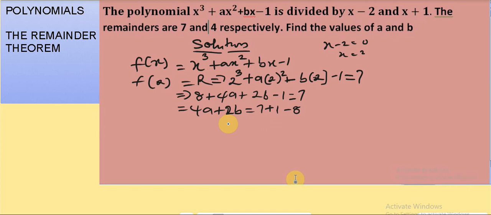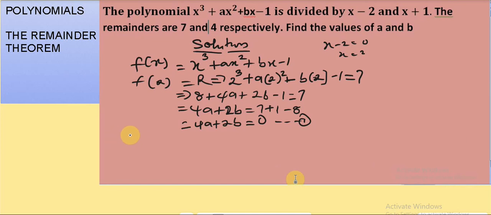So this is going to be 4a plus 2b is equal to 7 plus 1 is 8. 8 minus 8 is going to give me 0. So this is for the first equation. I might decide to call this one equation 1. So because I have another divisor x plus 1 and another remainder which is 4, I'm going to have equation 1 and equation 2.